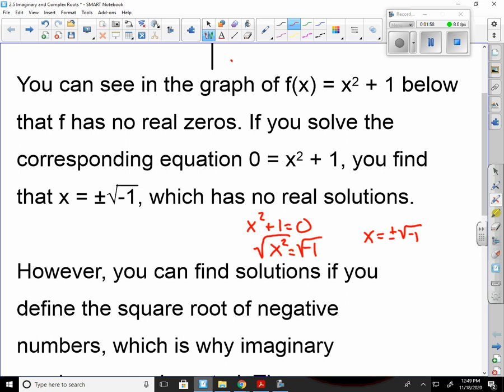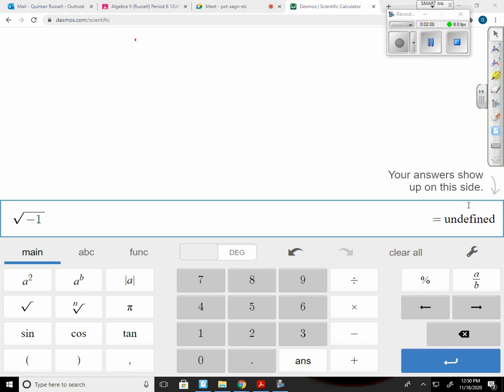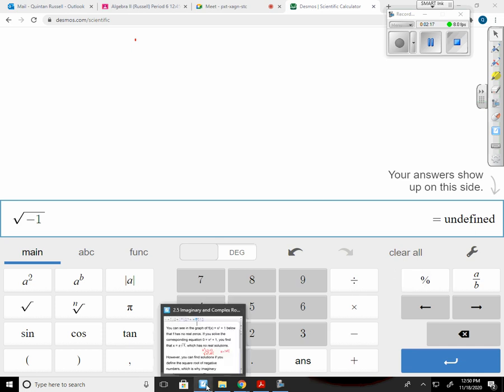All that becomes a moot point, though, because if we take the square root of a negative number, you're going to see that it ends up being undefined. No matter what calculator you put it in, it's always going to come back as error or undefined. It's not going to work.